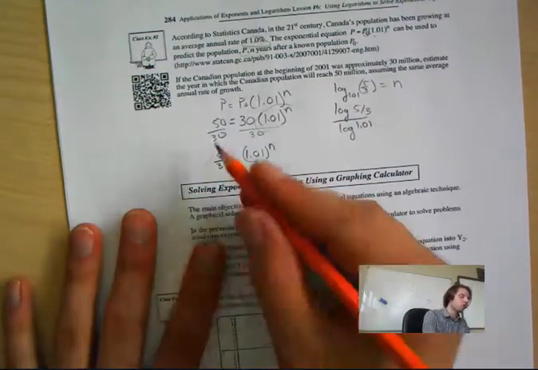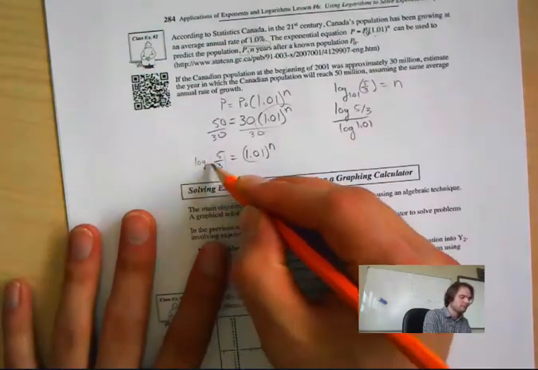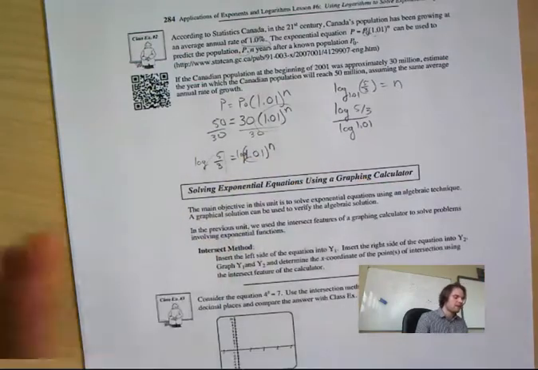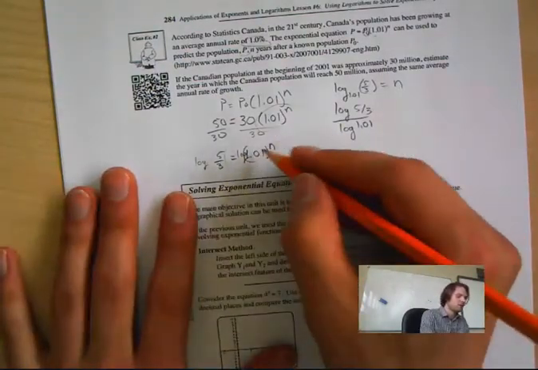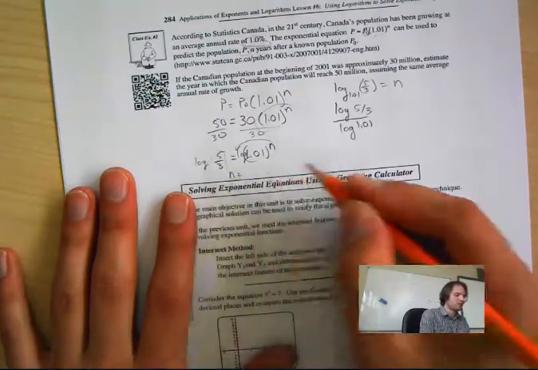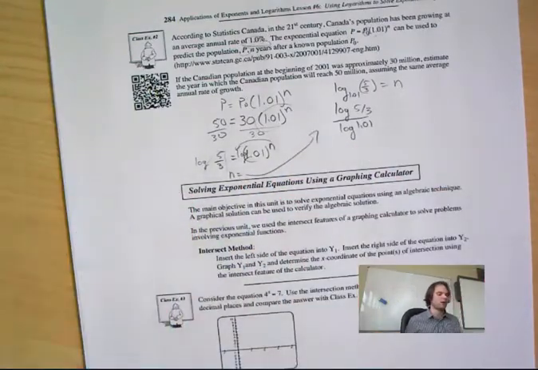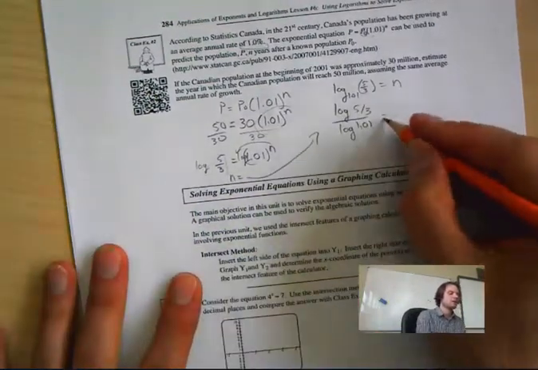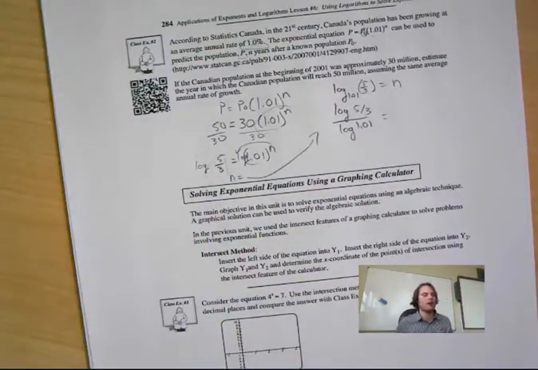Or I could have logged both sides. And then I could put this n in front, and I end up getting the same thing. So I get n is equal to that as well. We could have done it both ways, logging both sides or that way.